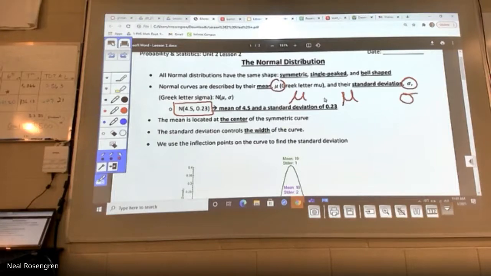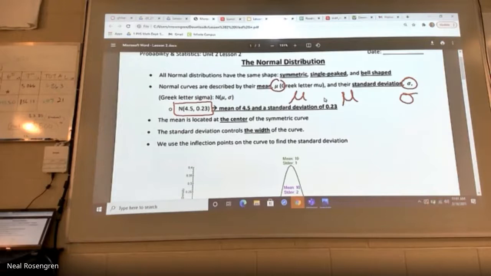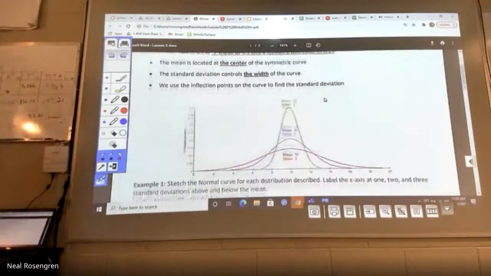Mathematicians were lazy. There's a reason why I teach math, not the great English papers. Math is a whole lot faster, a whole lot easier to read if we've got a way to write it. Okay? So that notation will come up sometimes, and you can always refer back to it, but it's always where's the middle, and then how spread out should I go? The mean is always going to be in the middle, so it's the center of that symmetric curve. The standard deviation gives you an idea of how wide that curve should go.